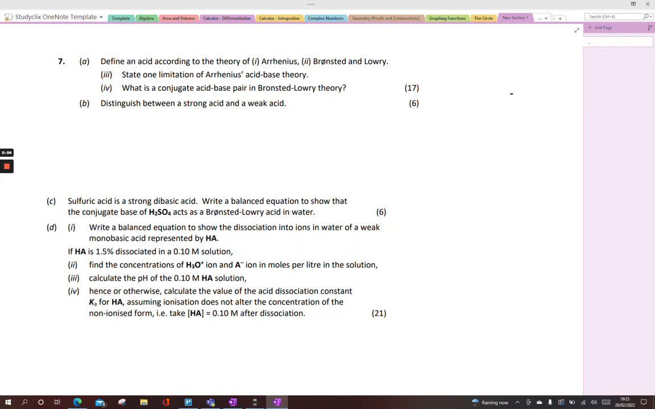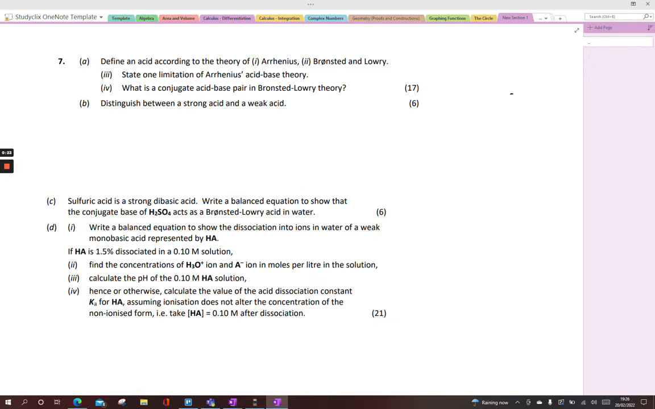So what we plan to do here is the Leaving Cert calculations from 2021 to 2019 on acids and bases. So generally question 7 of the Leaving Cert papers. So the first thing here, define an acid according to the theory of Arrhenius. So these things they must just learn off. Look at your book, look at your notes.